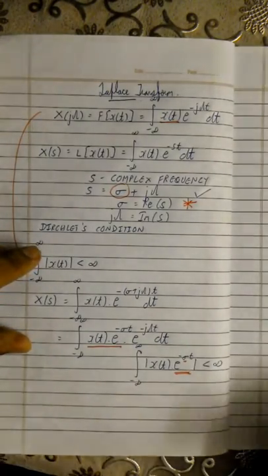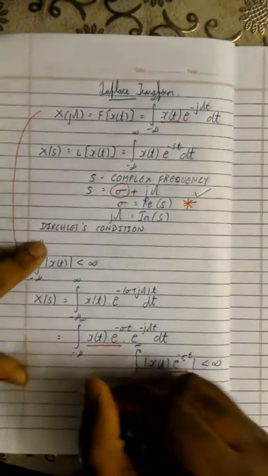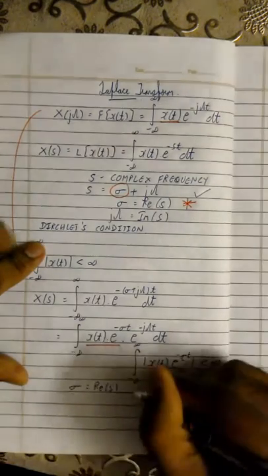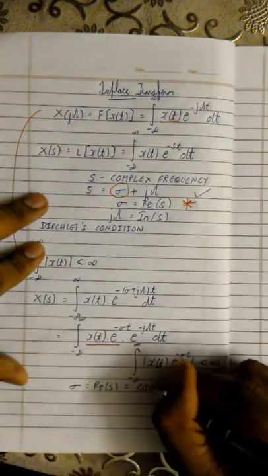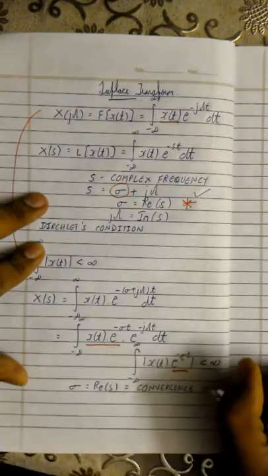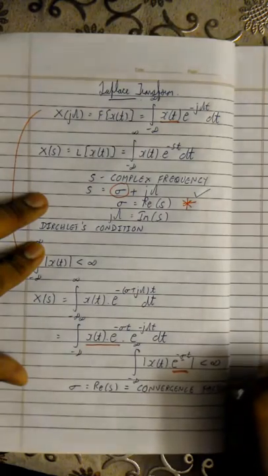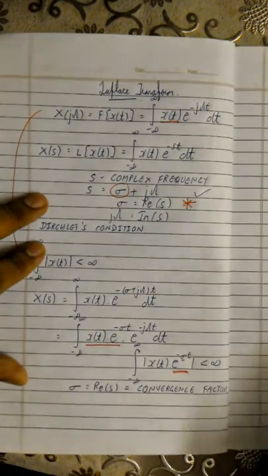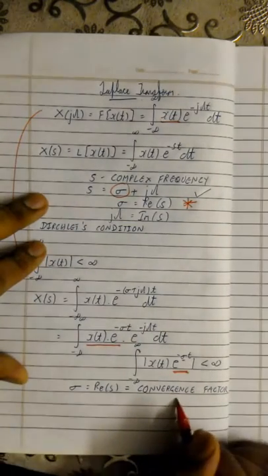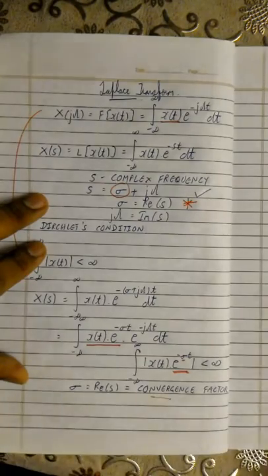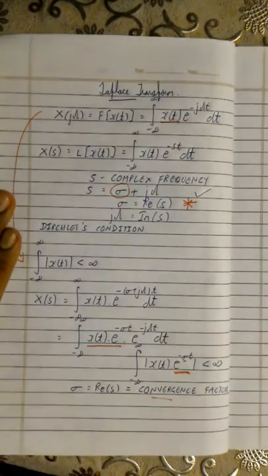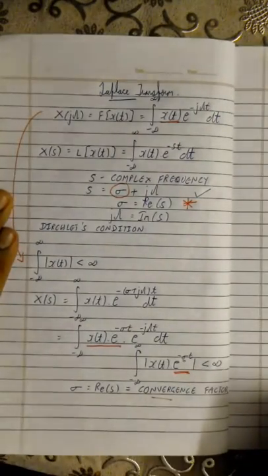Okay, so this sigma, or the real part of s as we call it, is also called the convergence factor. That means it is the factor in which the Laplace transform becomes a value, or it reduces to a value, or it converges to a value. That is why sigma is also called the convergence factor. Okay, so this is the basic introduction of Laplace transform.